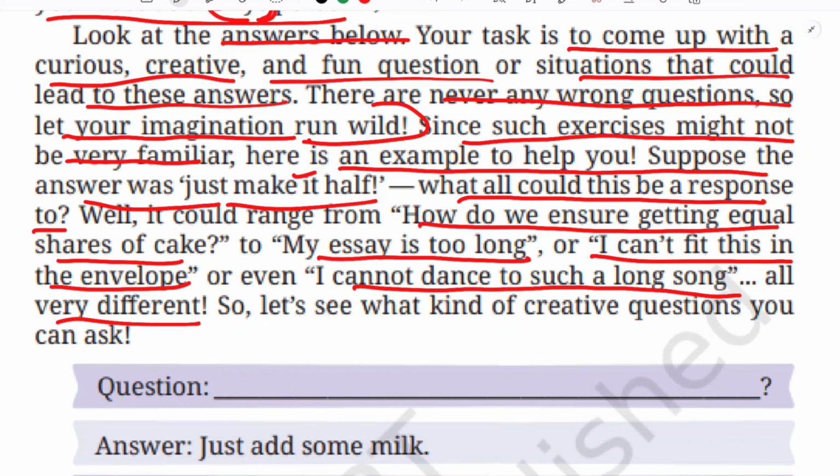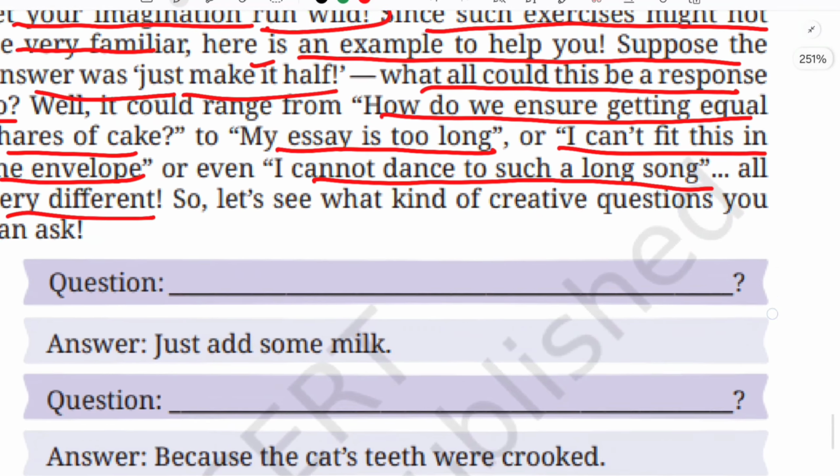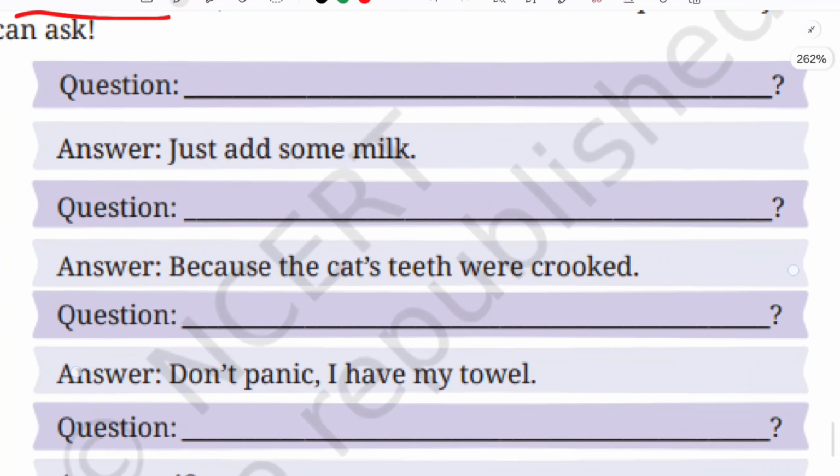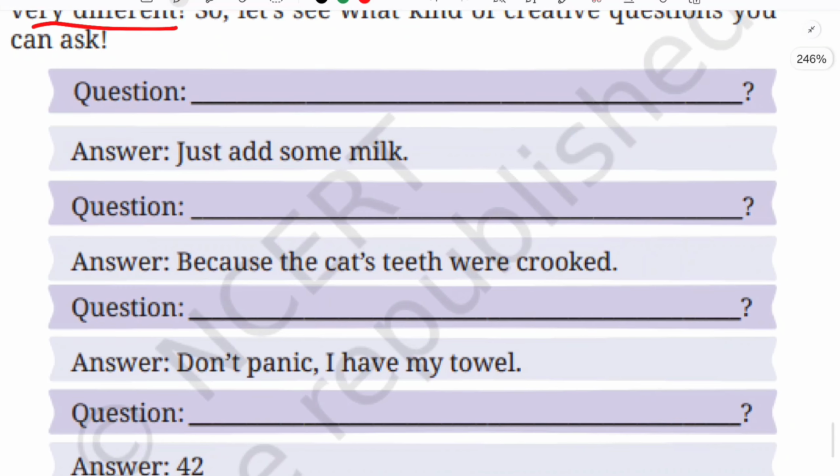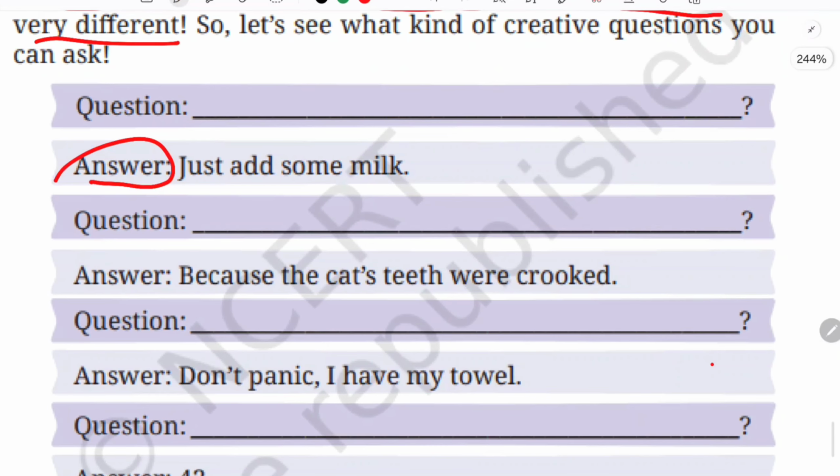So here they have given us some answers, okay. Let us try to create some questions for these answers, okay. Let us see what kind of creative questions you can ask. So you try to make questions, okay. It is because if you are running your imagination, it will be good for you. I'll just give an example of how you can create.